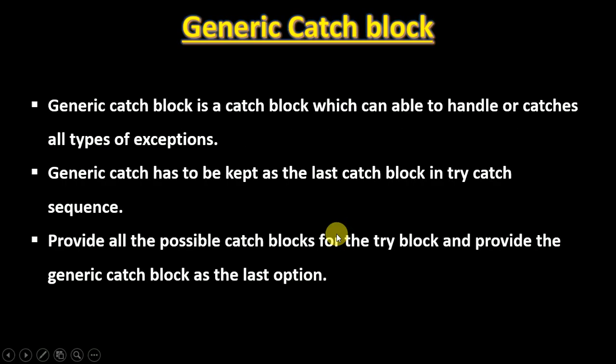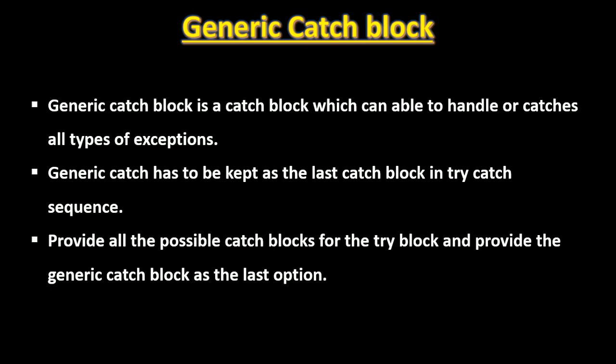Next comes another interesting concept, that is the generic catch block. Generic means it is generic for everything. A catch block which is able to handle all types of exceptions is called a generic catch block. A generic catch block has to be kept as the last catch block in the try catch sequence. It will take any type of exception thrown from the function and handle it.